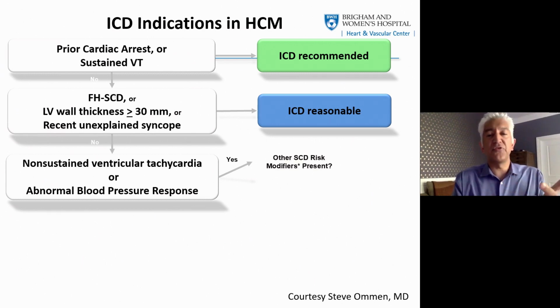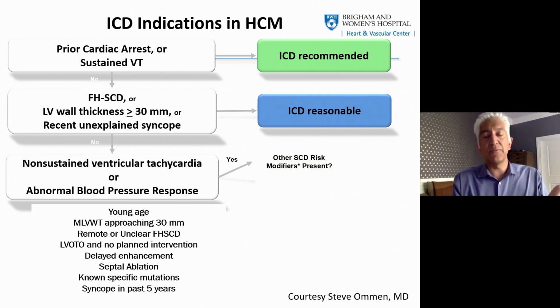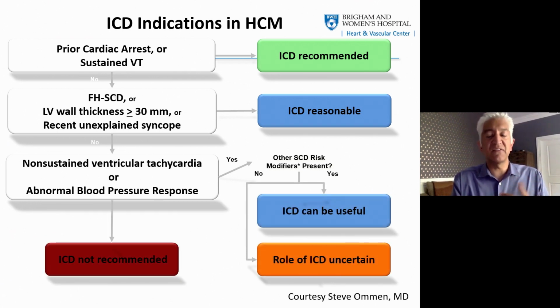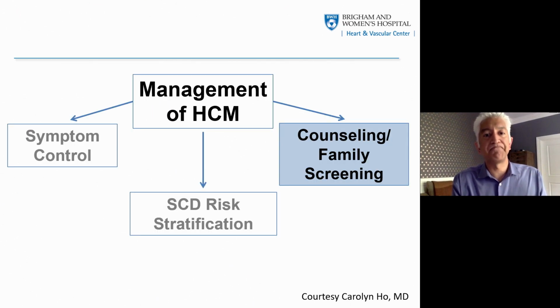And I'll leave this for your study, but there is a nice algorithm here that really is driven by assessment of the risk factors and recommends defibrillator implantation in those who've survived an arrest or have sustained VT, and then consideration of an ICD in those who have the highest risk features. In other patients, it becomes a little bit more of an individualized discussion because the role of ICD is less clear. But it is a challenging problem because we have patients who are often young and we're trying to prevent a devastating complication. And so we often err on the side of sudden death prevention and protection.